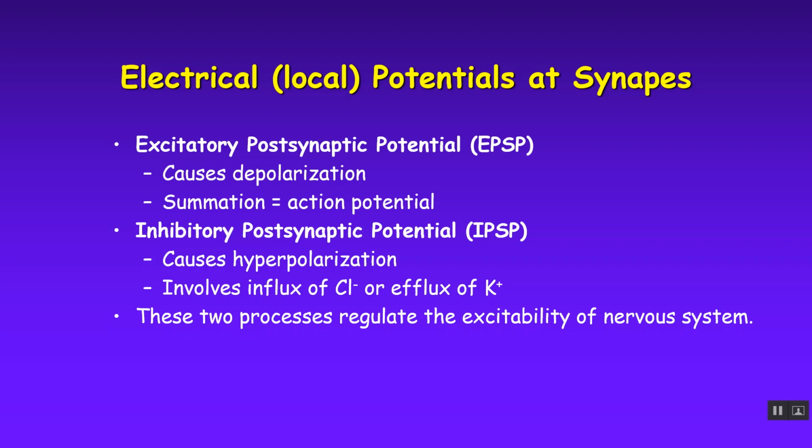So an excitatory postsynaptic potential, or EPSP, causes some depolarization, where the inside gets less negative or more positive relative to the outside. If you get enough summation to get threshold, you're going to get an action potential. On the flip side of that, if you have an inhibitory postsynaptic potential, you're going to get some hyperpolarization. The inside's actually going to get a little more negative compared to the outside. Typically there's two ways of doing that.